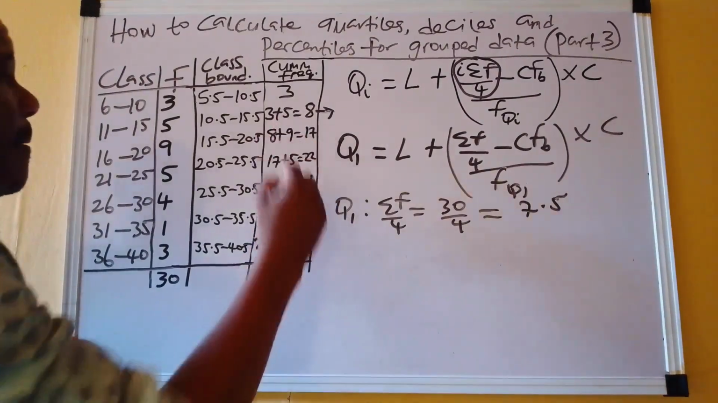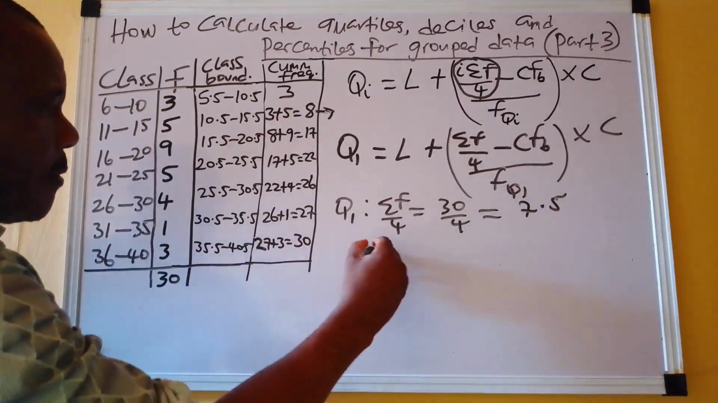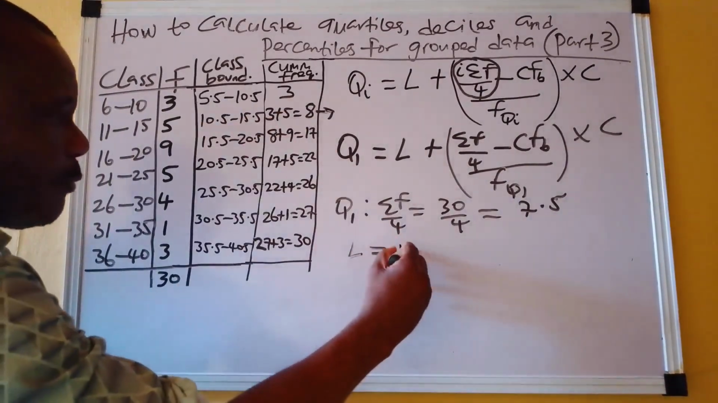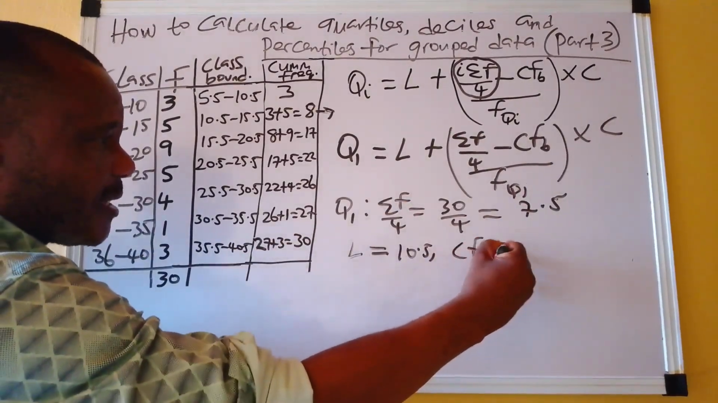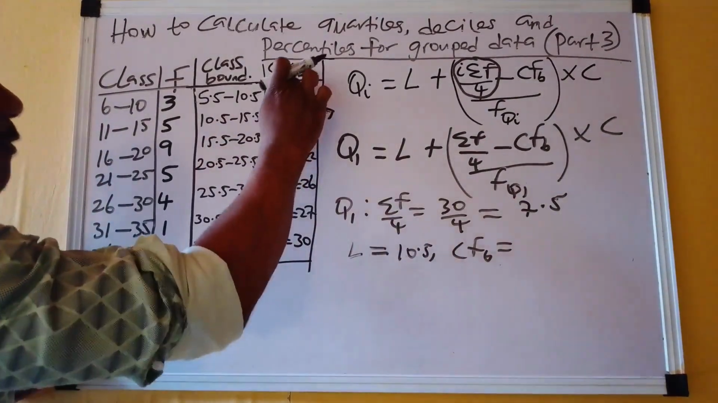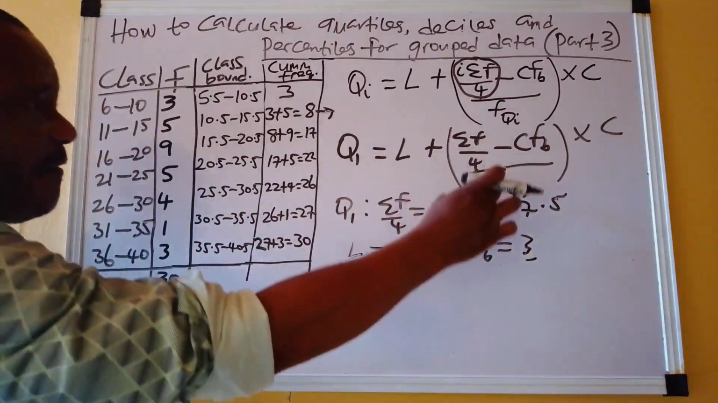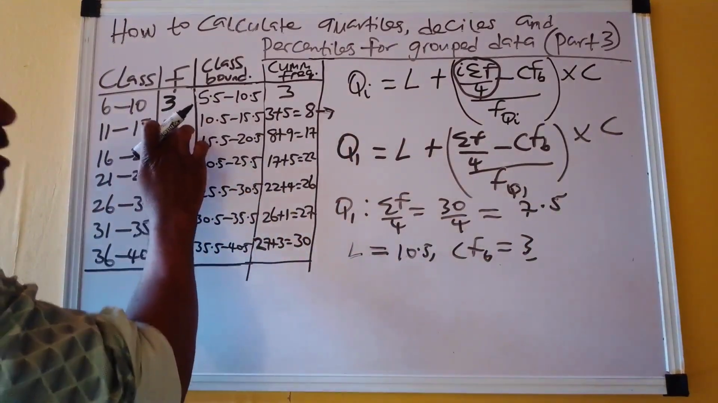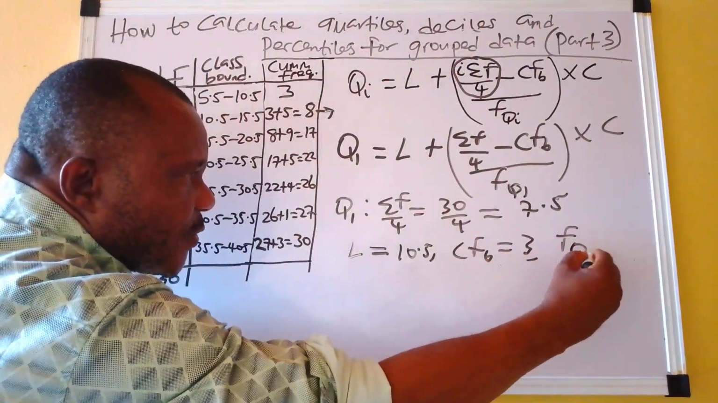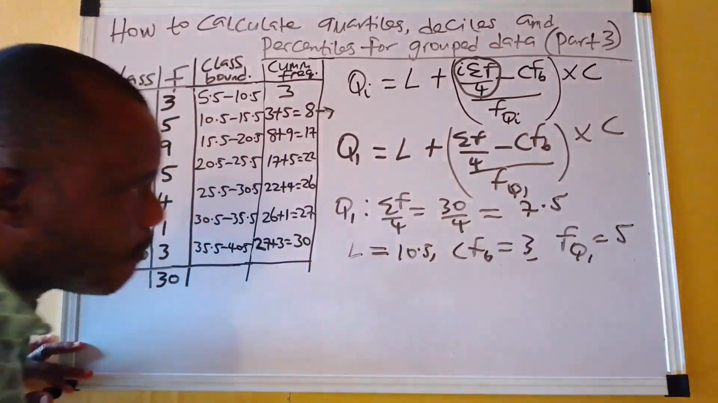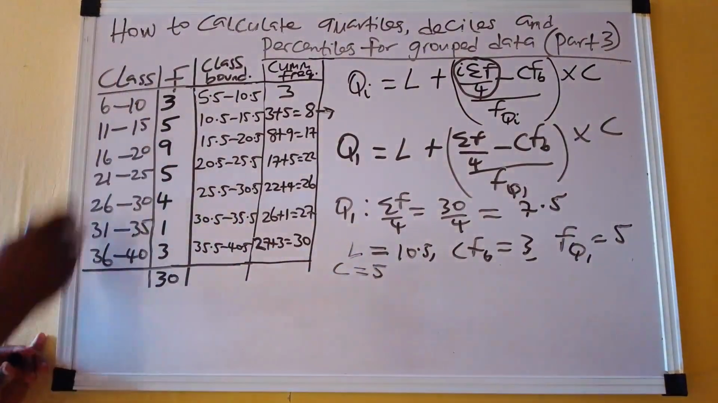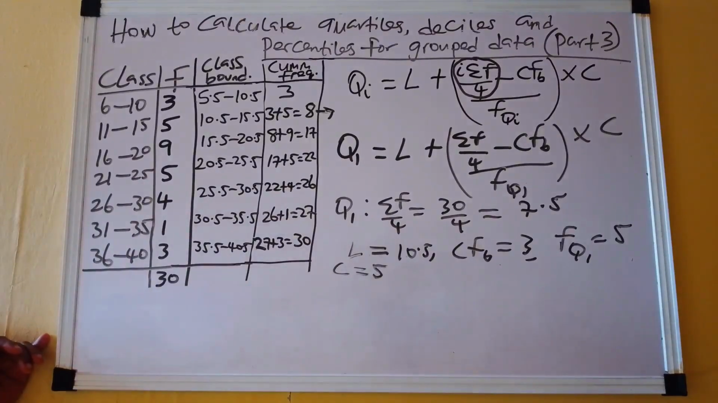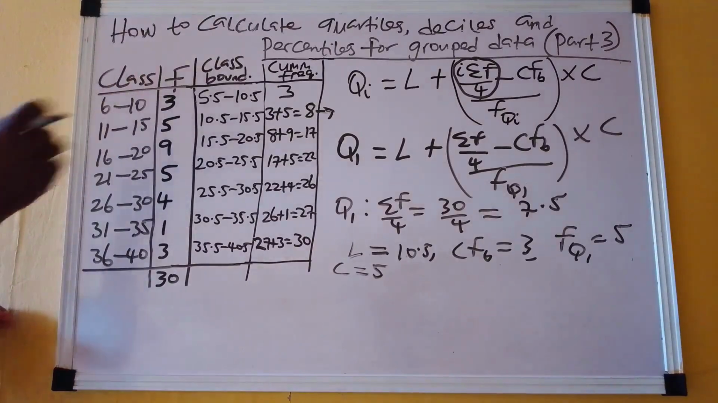So from here, our L will be equal to 10.5. Then our cumulative frequency before that class is 3. And the frequency of that Q1 class will now be 5. So FQ1 will be equal to 5. Of course, we know our class width is 5 from the data set here. From 6 to 10 is 5: 6, 7, 8, 9, and 10. 11 to 15 is 5.